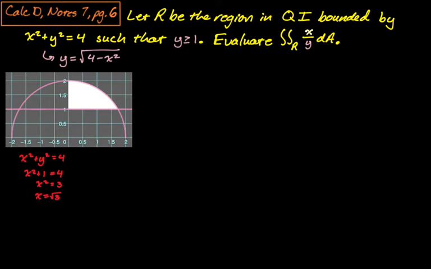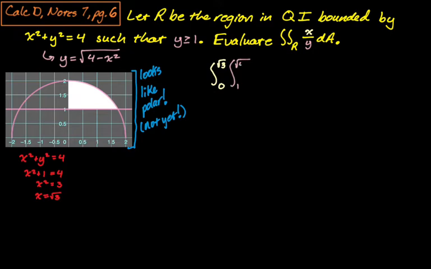So we have this, and I think we're ready to set up our bounds. So it does look like a polar region, but we're not doing that yet. But that would maybe make this easier. All right, so the x bounds are going to go from left to right, so from 0 to root 3. And then the y bounds go from bottom to top, so from 1 up to the circle. So 0 to root 3, and then bottom is 1, and top is that. Our integrand is this, and we're doing dy and then dx.